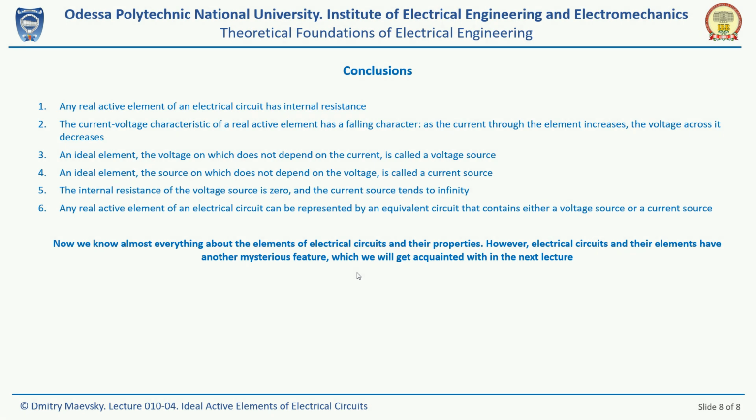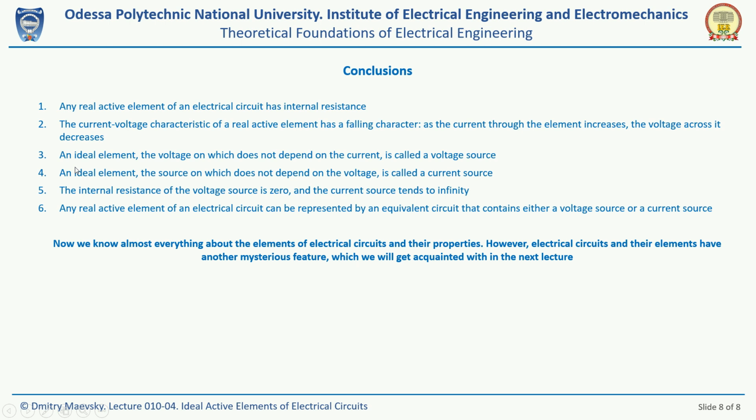Our lecture has come to an end. Let's summarize what we have learned. Now we know that any real active element in an electrical circuit has internal resistance. Therefore, the current-voltage characteristic of a real active element has a decreasing character. The current through the element increases and the voltage across it decreases.